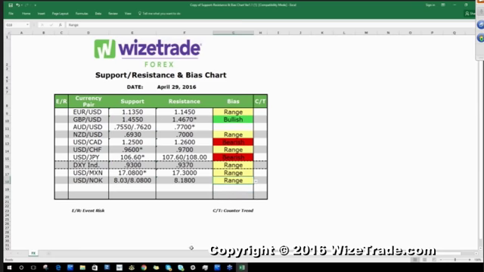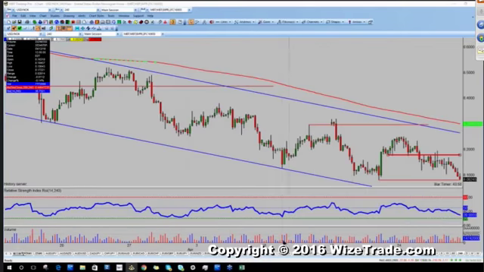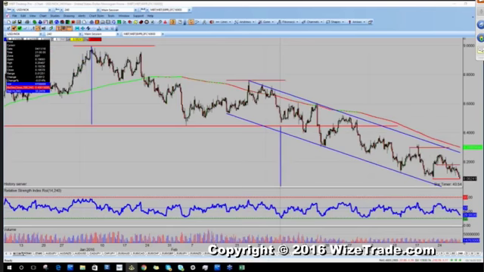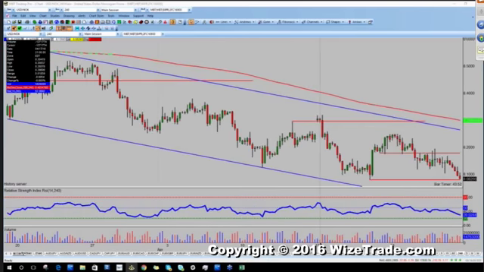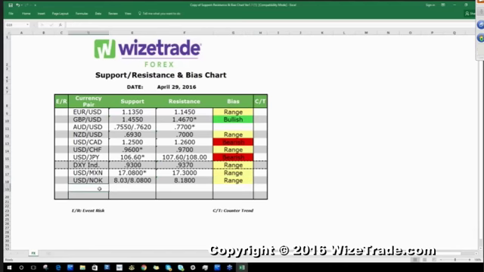I'm still going to put it in a range. I know we've just been kind of grinding lower. It's due to crude oil and just a weak dollar in general. But hey, the euro's back below 1.14. Interesting. US dollar, Swedish krona, really close to support. Very, very close to support.